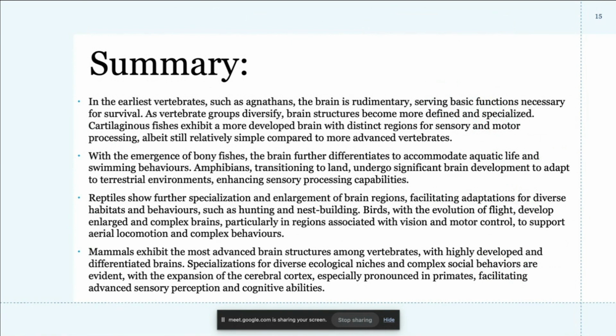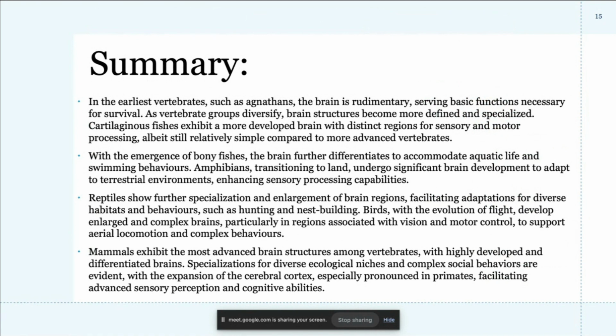The cartilaginous fishes have a more developed brain with distinct areas for sensory and motor processing, but it's still very simple compared to other advanced vertebrates. When the bony fishes came, the brain differentiated more to accommodate for the aquatic life and the swimming behaviors. Then the amphibians transitioned to land, and they went through significant brain development again to help them adapt to the terrestrial environment. And specifically, what happened with the amphibians is that their sensory processing abilities became even better.